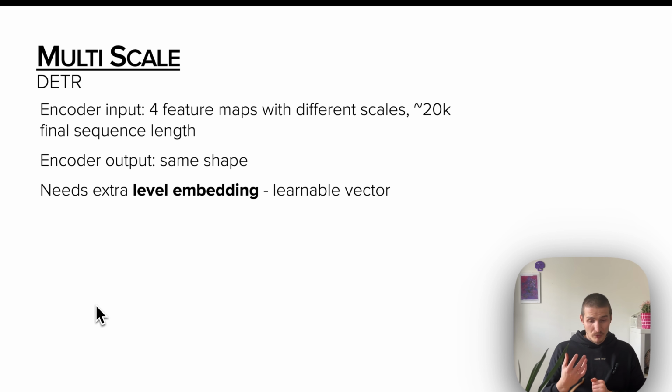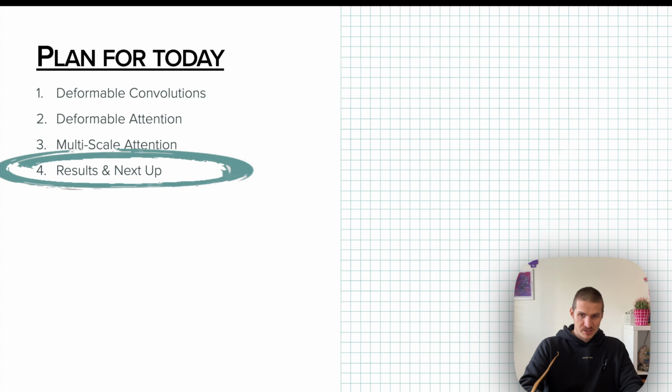In the model reported in the paper, they used 4 feature maps with different scales, and that ended up being like 20K final sequence length. That's about 20 times bigger than the original DETR had, with about 800 sequence from a 20 by 20 image. Once again, encoder input and output have the same shape. We also need this extra level embedding, which we just use as a learnable vector. Other than that, it works. So that was it. I hope my explanation was clear.